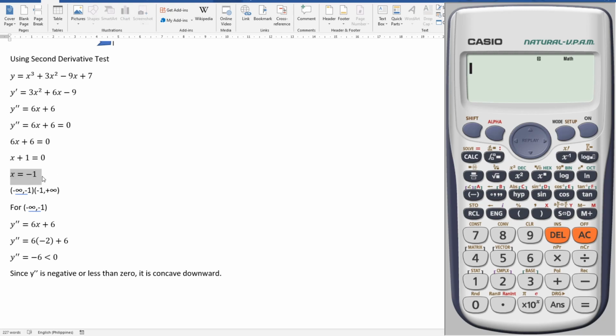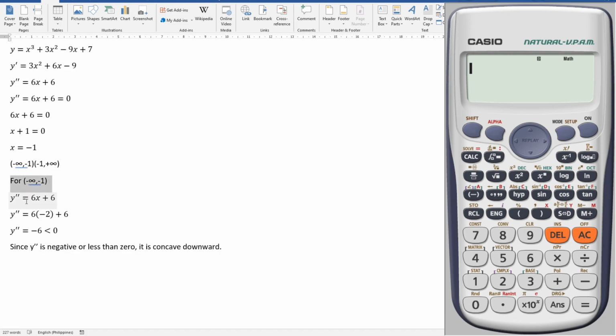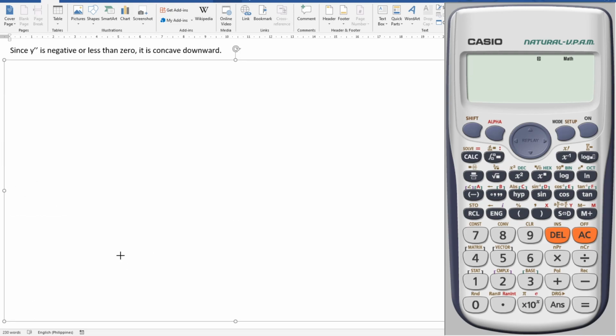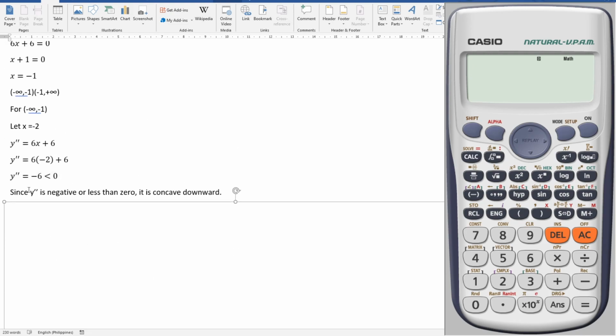And then, since isa lang ka point, we have two intervals from negative infinity to negative 1, and then negative 1 to positive infinity. And then, for the first interval, mamili tag number between that interval. So say we have negative 2. So let x is equals to negative 2. So muna to siya i-substitute sa atong second derivative, and then solve for its value. And since y double prime is negative or less than 0, it could be concave downwards.